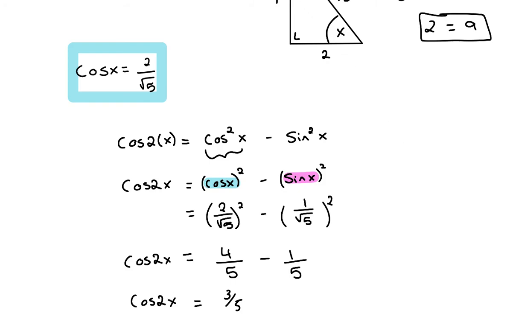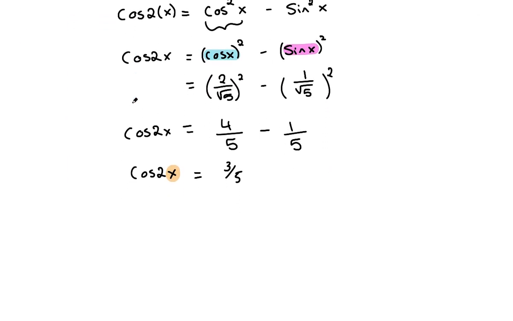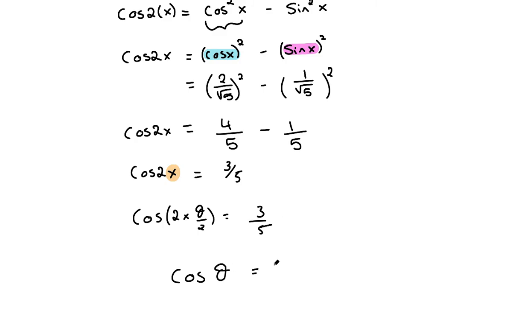If we think back, we paused for a minute. I said hold the x, hold the theta over 2, and let's call it x for a minute. I put it back in, and I'm going to have cos of 2, and then x, which is actually theta over 2, is equal to 3/5. 2 times theta over 2 is theta. We're left with cos of theta is equal to 3/5.